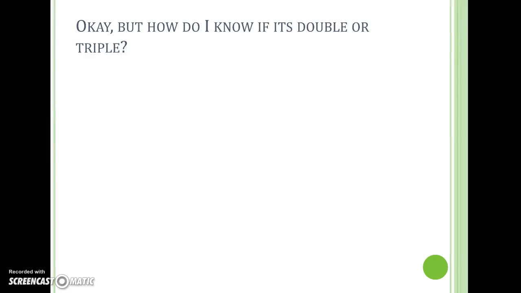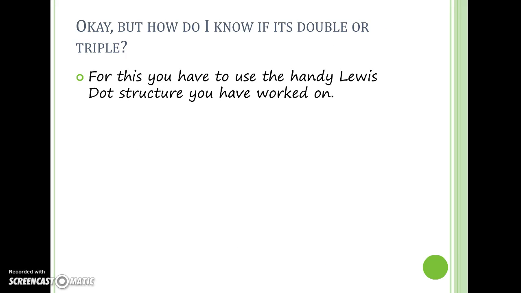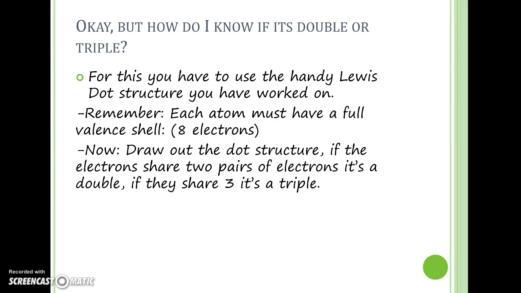So you're probably saying, great, but how do I know if it's a double or triple bond? And for that, you have to use the Lewis structures that you've worked on previously. And so this is if you know it's not a single bond, but you need to figure out if it's a double or triple. So you have to draw out your Lewis dot structures, remembering full valence shells.